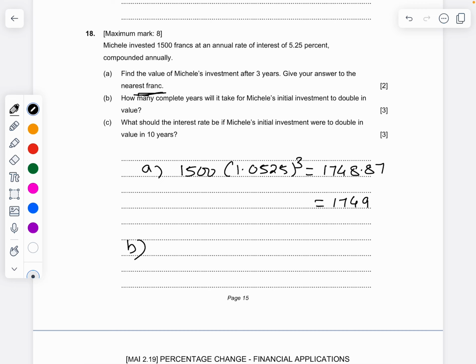Next, part B. How many complete years will it take for Michelle's initial investment to double in value? So 1500 should become 3000. So 3000 equals 1500 times 1.0525 to the power of t. Use the calculator, you should get the t value as 13.546. So it is 14 years.